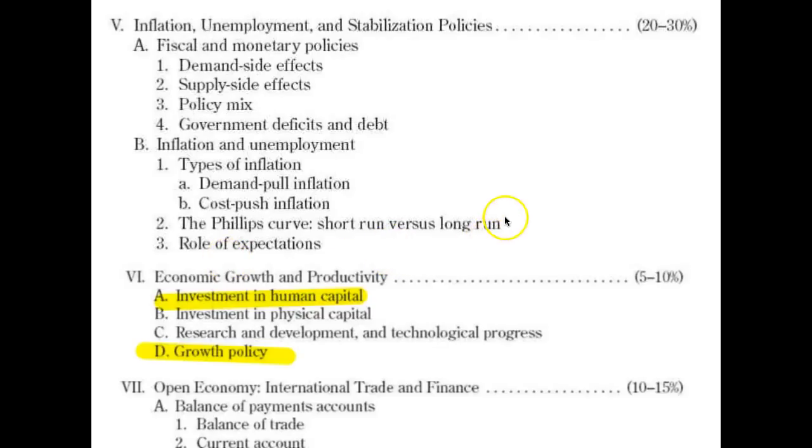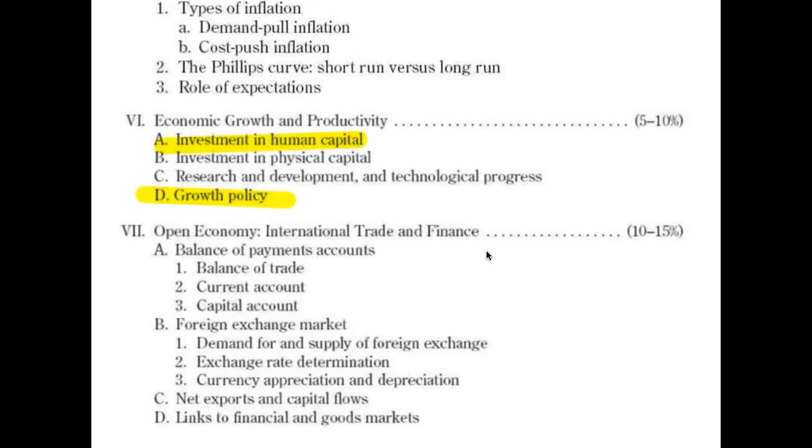We get to part 5 here and we see, again, a lot of stuff from Unit 3 using fiscal policies, but also monetary policies and how to manage the different types of inflation. You remember the Phillips curve, right? And the short run trade-off versus the long run Phillips curve, which is a vertical line at the natural rate of unemployment. And then we get to these last two pieces, growth and trade.